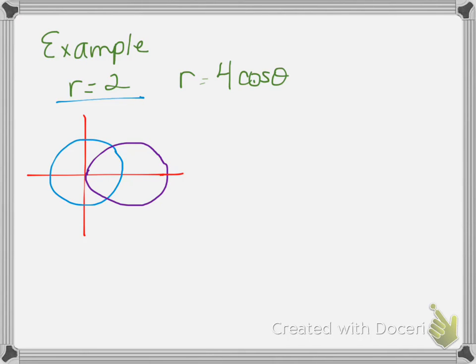The blue one is the r equals 2, and then the purple one is the r equals 4 cosine theta. So when they say bounded by, that means that they're trying to find something where both of those are a part of the figure that is shaded. So it's asking for this area over here.